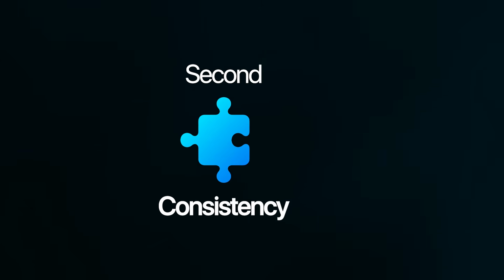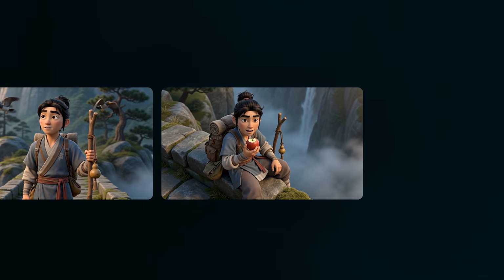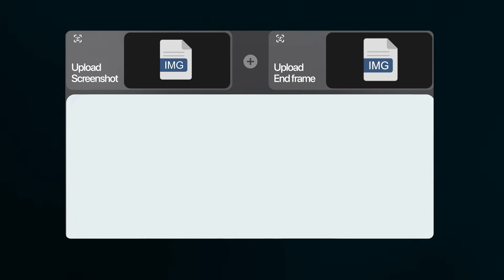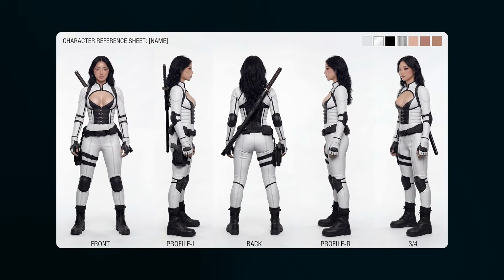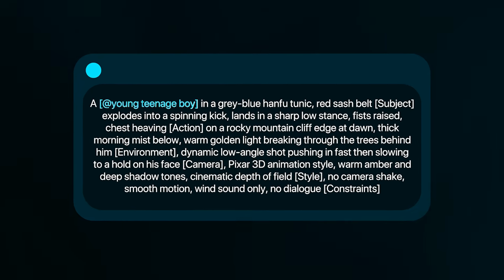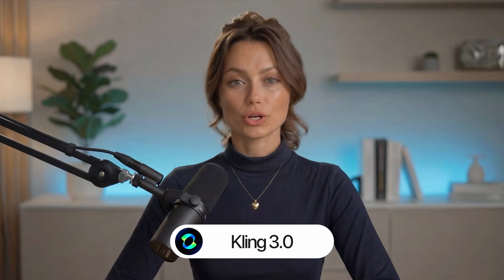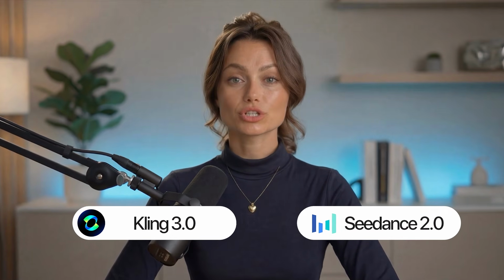Second is consistency. Getting the same character to look the same across 10 different generations, that was basically luck. You'd take screenshots, upload end frames, and pray. Sometimes it worked. Most of the time, it didn't. That's changed now. Seedance 2.0 introduced character referencing. So you can now tag your character directly in the prompt using the @ symbol, and the model locks onto them. Same face and outfit, shot after shot. Kling 3.0 has something similar, but Seedance pushed it further.